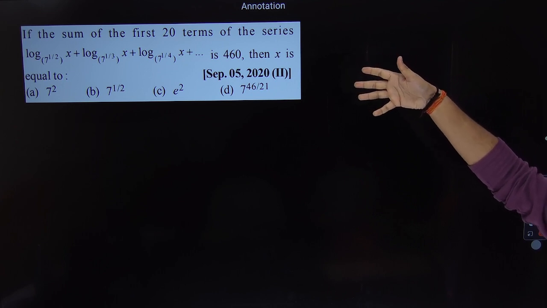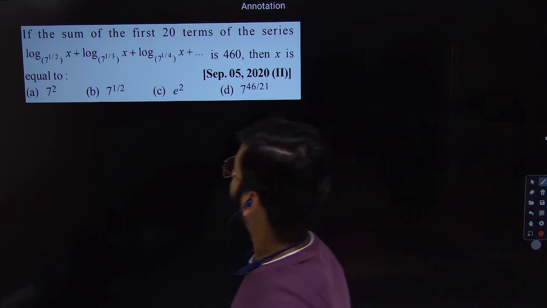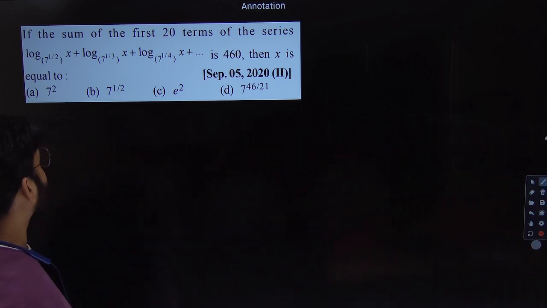Anyway, I will share the recording. If you want to refer, you can refer to it. But no need to write the options. Just copy the question. So the sum of the first 20 terms is this, find x.